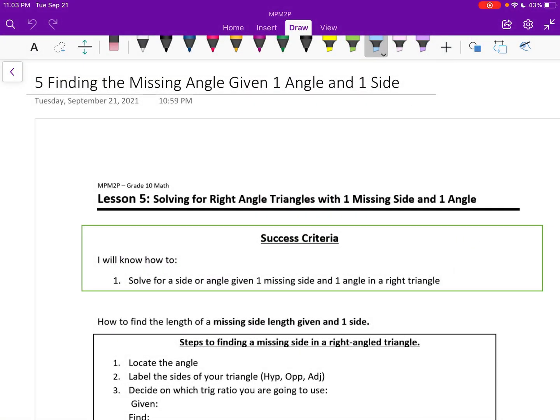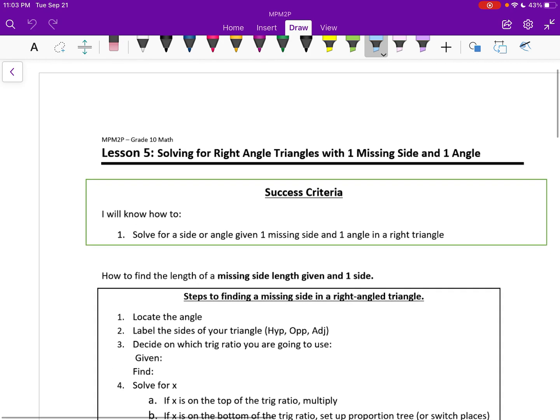Hi there, class. We're going to go over lesson 5. This is called solving for right angle triangles when you're given one missing side and one angle. In our last lesson, we did when we had two sides, no angles, but now we're going to do one side, one angle, and that's how we're going to do that.